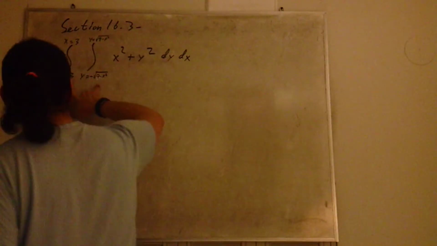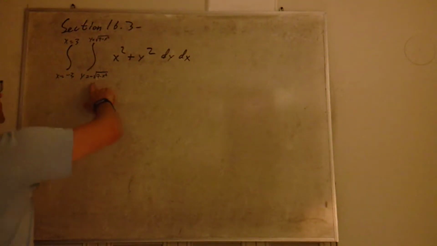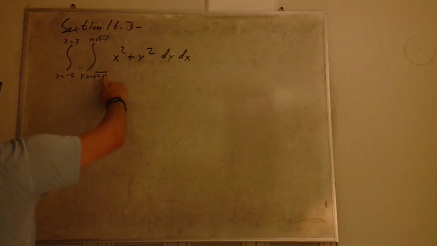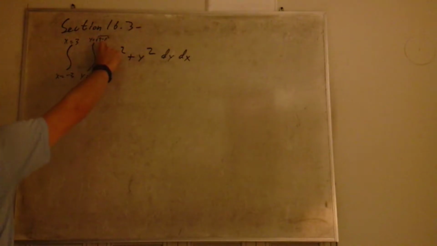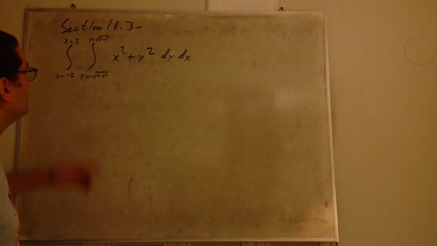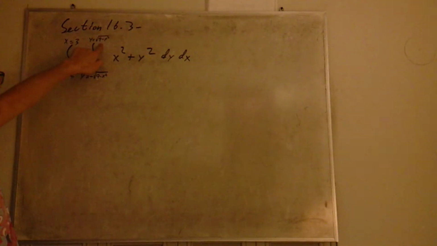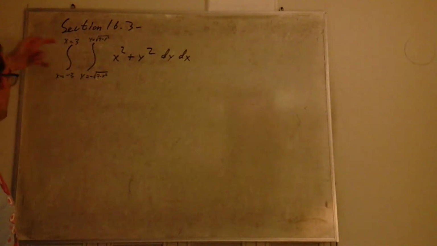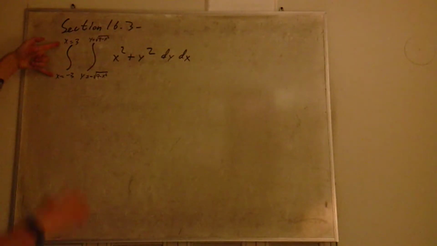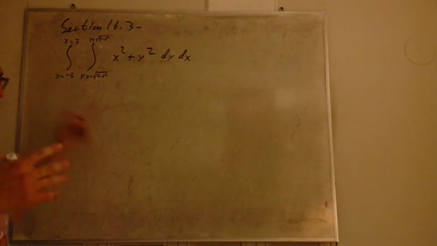These bounds, y is going from negative root 9 minus x squared to positive root 9 minus x squared. Hopefully we can all recognize this as the circle of radius 3. If you square both sides of this equation and move the x over, you have x squared plus y squared equals 9. So this is our circle of radius 3, and of course x is going from negative 3 to positive 3 because this is our circle of radius 3.